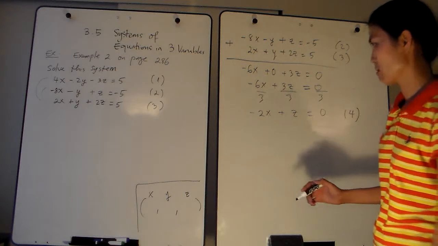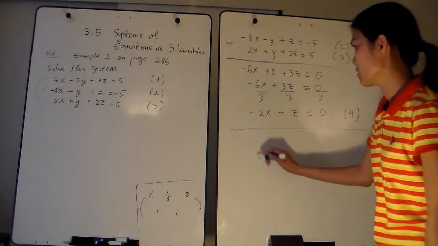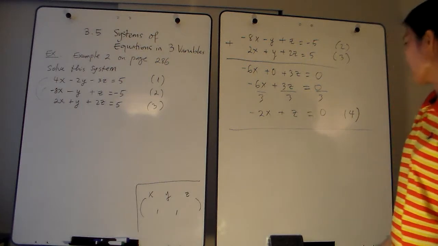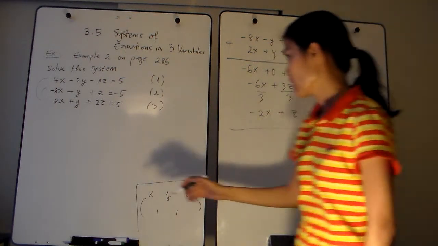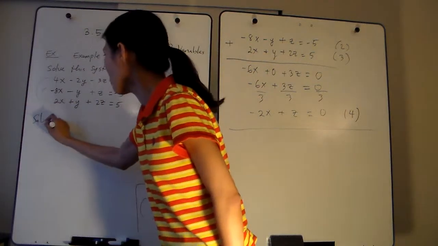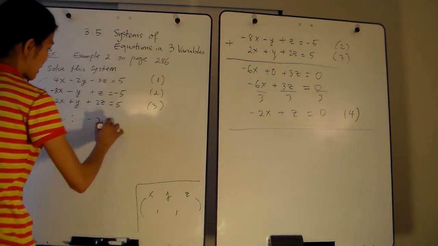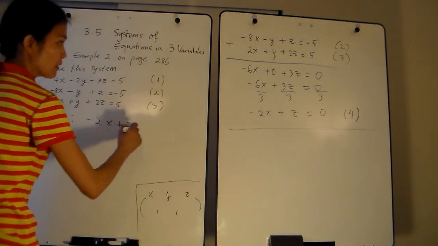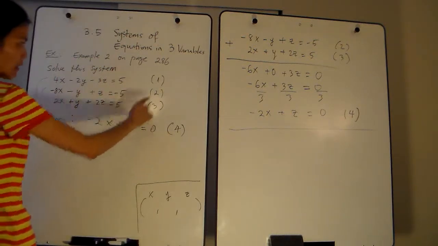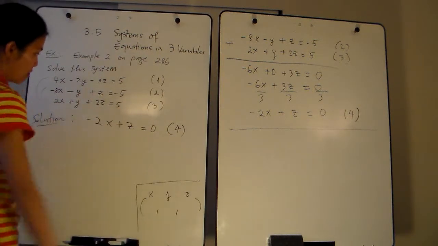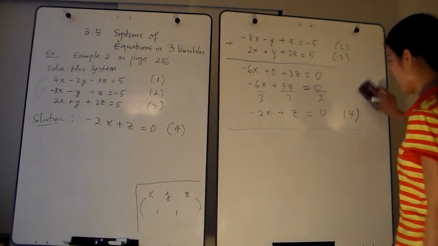Let's see. Let me make space. I'm running out of space. So I'm going to copy only this result here. Solution. So what we got so far is negative 2x plus z equals 0, and I call this equation 4. Because we have equation 3 already, let's call the next one 4. So I'm going to erase this.